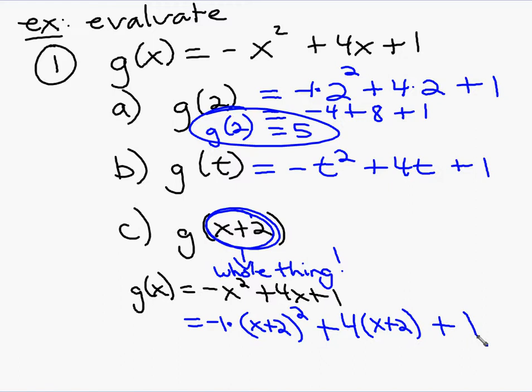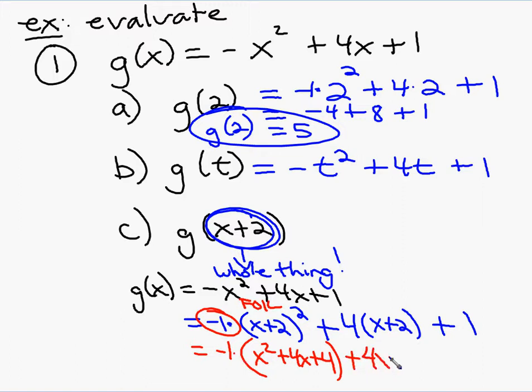So now we got to do some correct algebra steps. Right here, I need to either use the square of a binomial shortcut or FOIL. Okay, I'm going to use the shortcut, which is going to make it x squared plus 4x plus 4. But remember, it gets multiplied by negative 1. So this thing's going to be multiplied by negative 1. The next part's pretty easy. It's just distributive property. Plus 4x plus 8, and then plus 1 on the end.